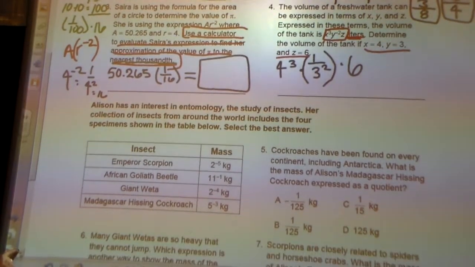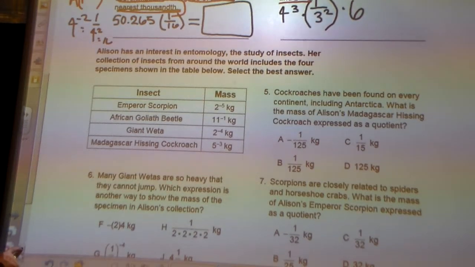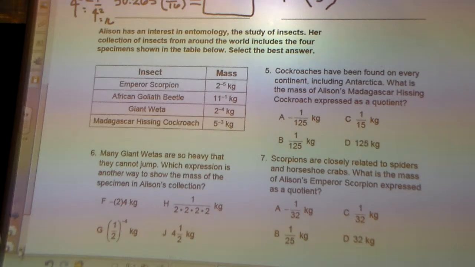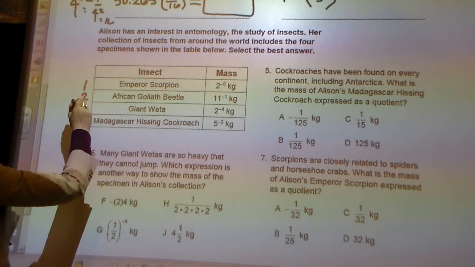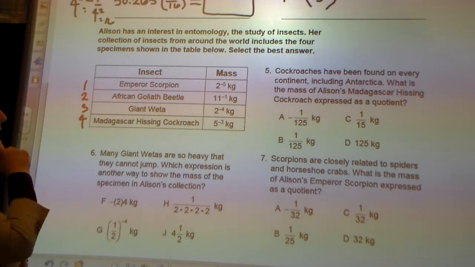We'll look at the very last part. This one's kind of an easier one because they only give us one thing to look at, and then we are answering test question style. So let me read you the whole thing. Allison has an interest in entomology, the study of insects. Her collection of insects from around the world includes the 4 specimens shown in the table below. So here's our table. We've got 1, 2, 3, 4 specimens. Select the best answer. So then we have 3 questions we're answering.